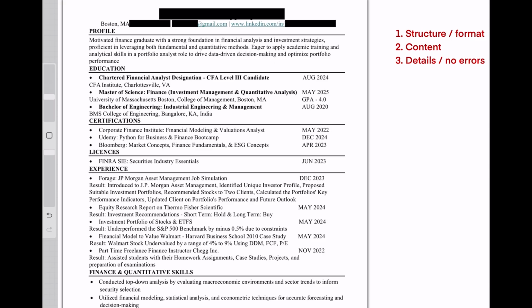Let's start from the top with the profile section. Motivated finance graduate with a strong foundation in financial analysis and investment strategies, proficient in leveraging both fundamental and quantitative methods, eager to apply academic training and analytical skills in a portfolio analyst role to drive data-driven decision-making and optimize portfolio performance.